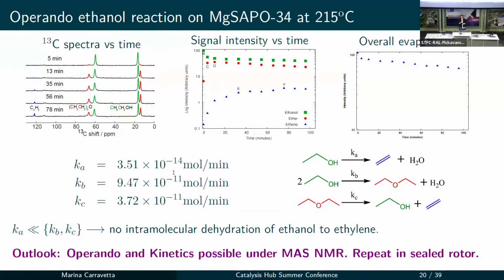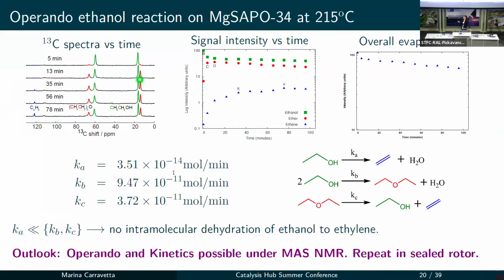So for this type of experiment, we mixed just shy of 200 milligrams of magnesium SAPO-34 with about 10 microliters of doubly labeled ethanol. So not very much. And then we can follow how the reaction changes. I hope you're not colorblind, but in green, I indicate the ethanol, and in red, the diethyl ether. You can see that at the very beginning, we have mostly ethanol, and then as the time progresses, we start to get the peak for diethyl ether, and then at some stage, we start to get the ethylene peak coming along.